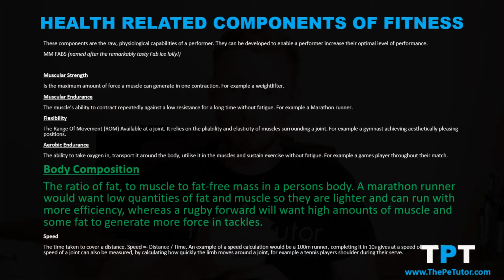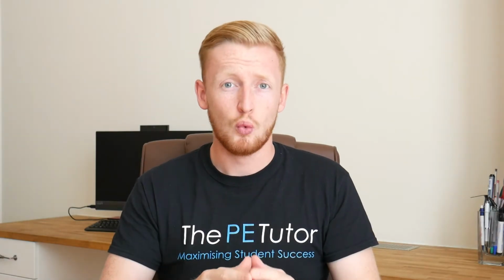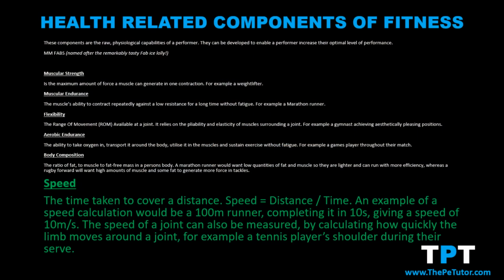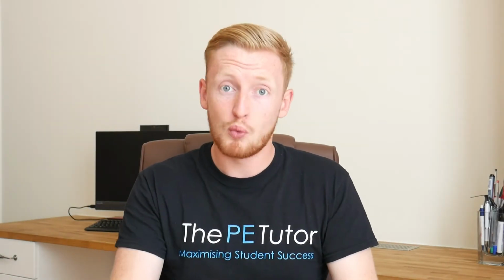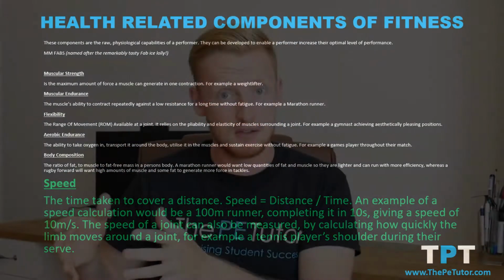Body composition is the ratio of fat to muscle to fat-free mass inside a person's body. And lastly, we have speed, which is the time it takes to cover a distance. To help calculate this, we should always remember that speed equals distance divided by time. So if, for example, we have a 100-metre runner who completes the 100 metres in 10 seconds, to calculate the speed, we would do the distance of 100 metres divided by the time taken, which was 10 seconds. 100 divided by 10 gives us a speed of 10 metres per second.